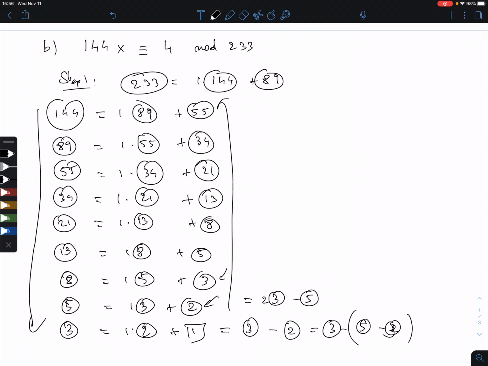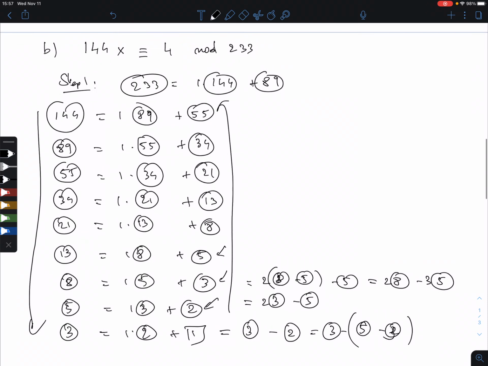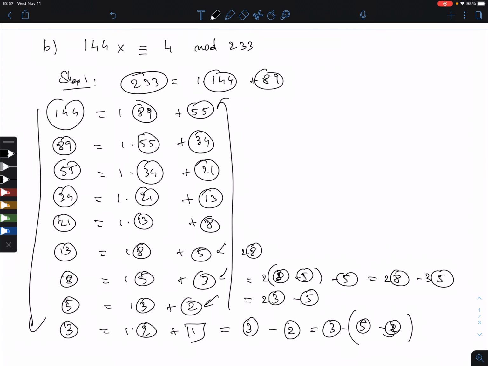I now replace this 3 by 8 minus 5. So it is 2 times (8 minus 5) minus 5. So that is 2 times 8 minus 3 times 5. Double checking that everything is 1. Yes. So now I use this one. That is 2 times 8 minus 3 times (13 minus 8). That is 5 times 8 minus 3 times 13.